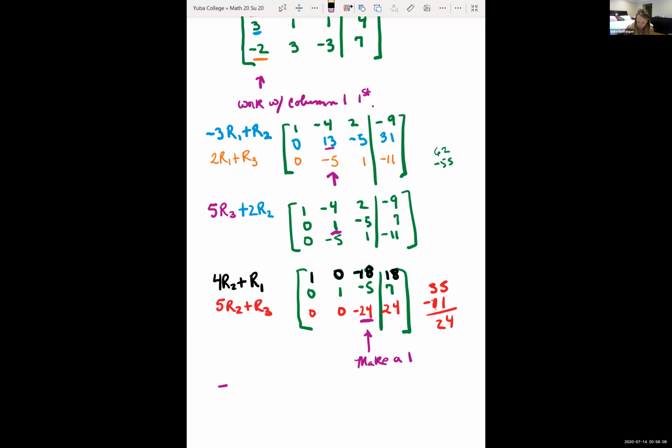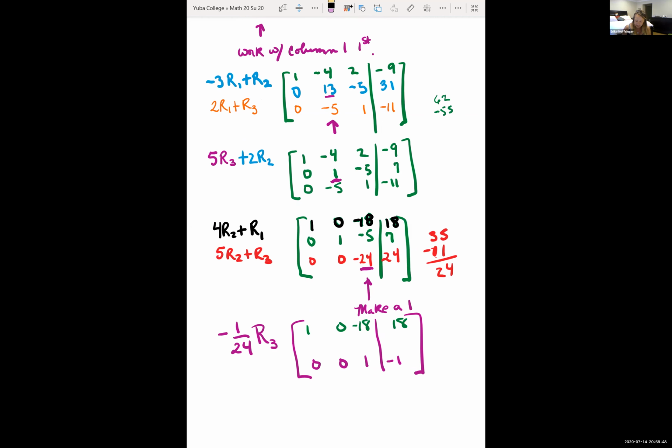So if I do negative 1 over 24 times row 3: 0 times anything is 0, 0 times anything is 0. Negative 24 times negative 1 over 24 is the 1, and negative 1 over 24 times 24 is negative 1. We didn't change anything else, so just recopy it. So 1, 0, negative 18 and 18, and 0, 1, negative 5 and 7.